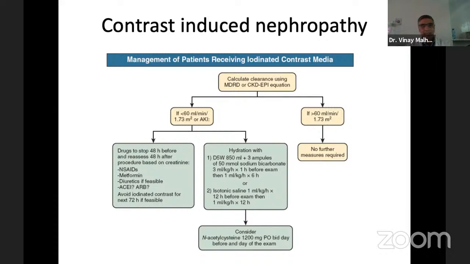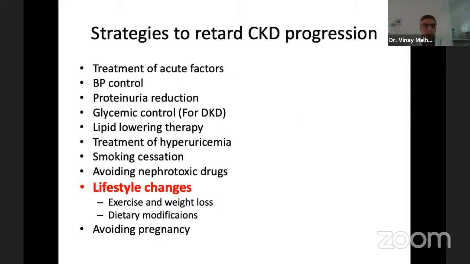And then you can consider giving N-acetylcysteine to these patients because N-acetylcysteine is known to be a free radical scavenger and contrast is known to cause free radical injury. Contrast is known to increase endothelin. Contrast is known to cause vasoconstriction. So giving contrast to a patient of CKD is very important and we should be extra careful while subjecting these patients to contrast.